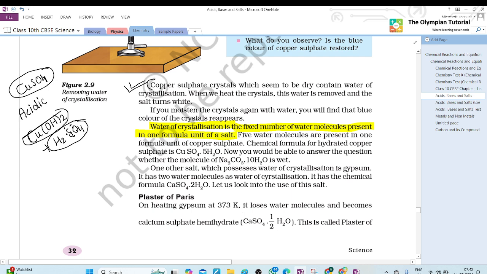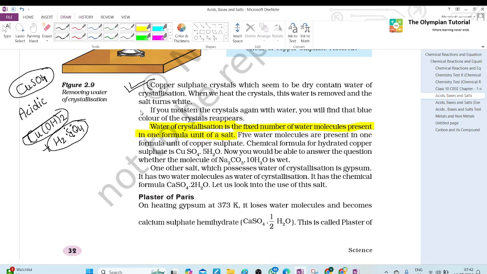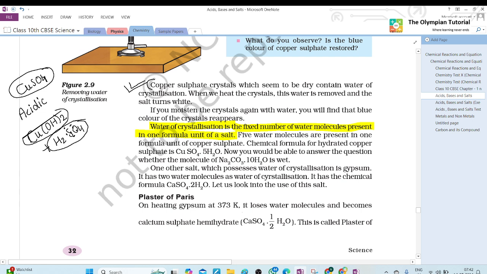Okay friends, firstly you will write the topic water of crystallization. Students, mark it in your textbook so that you can write easily in your notebook. Water of crystallization is the fixed number of water molecules present in one formula unit of a salt. After that you will write an example.